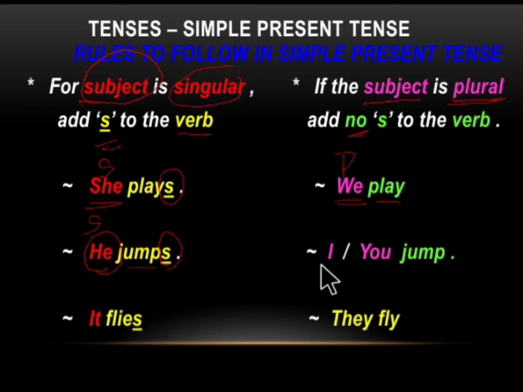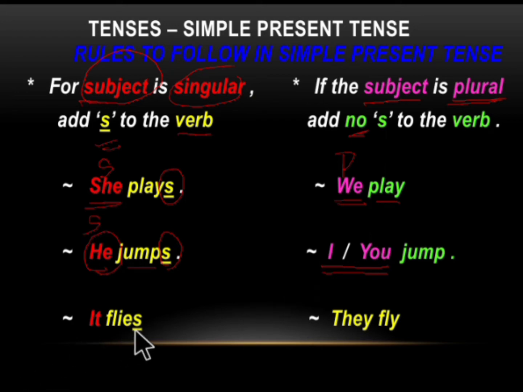And here it is I jump or you jump. Always I and you are considered to be special and they are considered to be plural forms, so it is I jump or you jump. Since I and you are considered to be plurals, we don't add s to the verb.